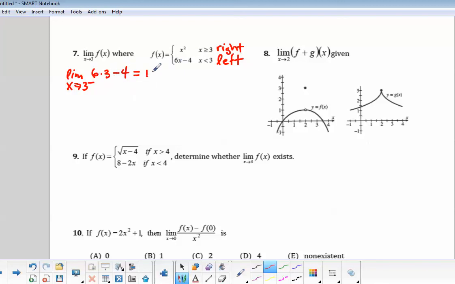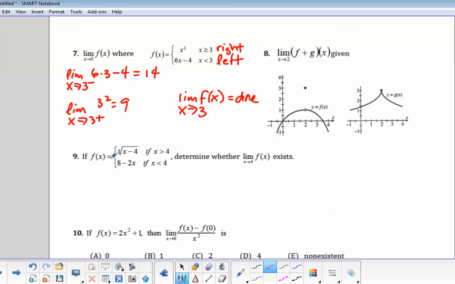So 18 minus 4 is 14. And I'm going to do the limit as x approaches 3 from the right. So that would be here, and I have 3 squared, which is 9. So because those two are not the same number, this overall limit does not exist. The limit of f of x as x approaches 3 does not exist.